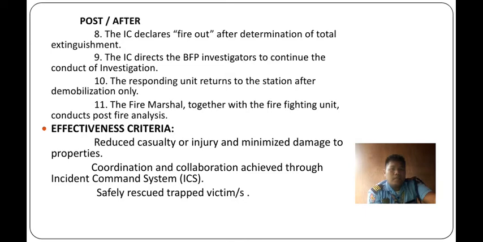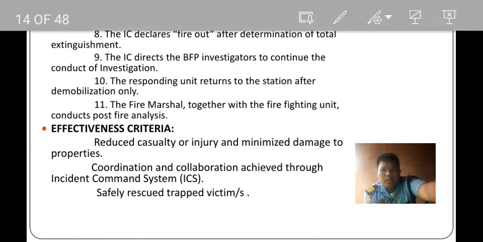We have here some effectiveness criteria. It is also the same criteria as in basement: reduce casualty or injury and minimize damage to properties; coordination and collaboration achieved through the Incident Command System (ICS); safely rescue trapped victims.